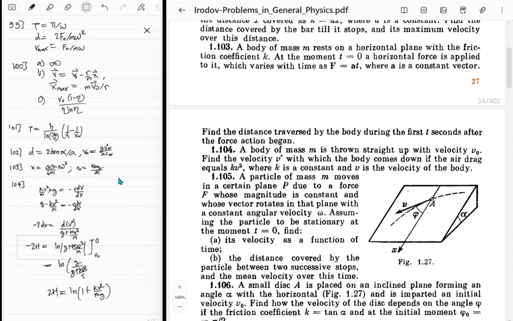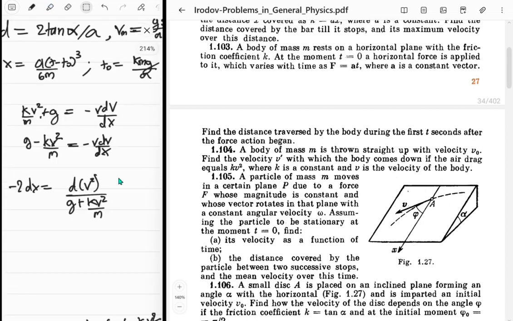Let's get rid of all of this, and let's go for the other equation. So then you just got negative dx is equal to, or in fact, let's keep that negative there because maybe we'll need it later. Let's say 2 dx is equal to negative 2v dv upon g minus kv squared upon m.